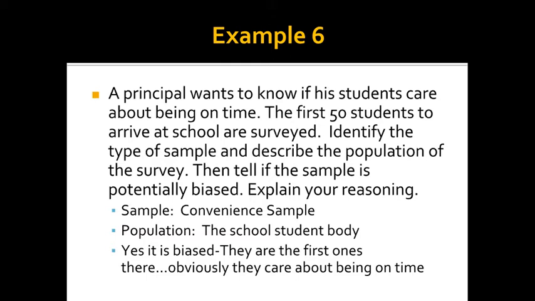school. Well, that's definitely a convenient sample. And then the population would be the whole entire school student body. And of course this is biased because they're the first ones there, so obviously they care about being on time. If they didn't care about being on time, why would they want to get to school early? So he's clearly getting a biased sample to try to show that his students are on time to school and like to be on time to school.